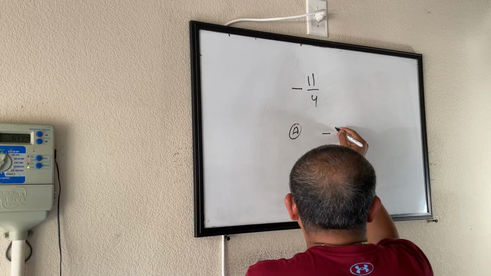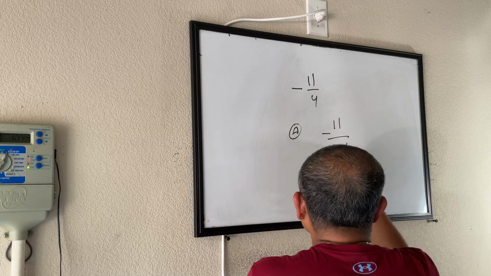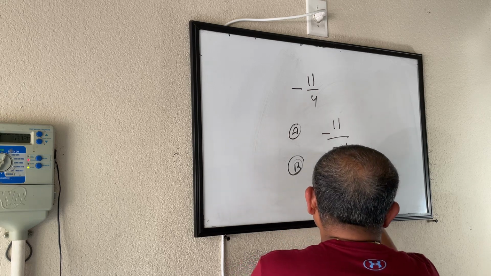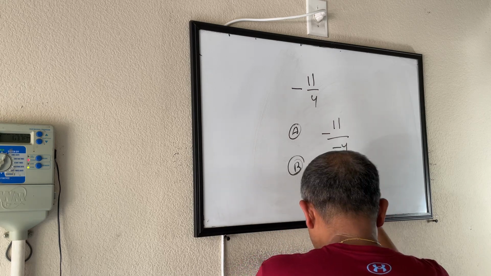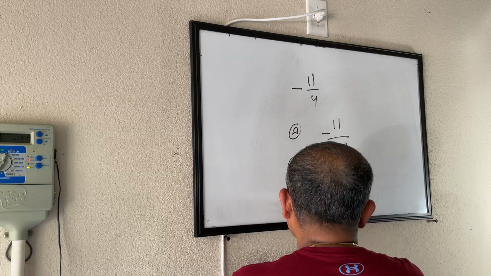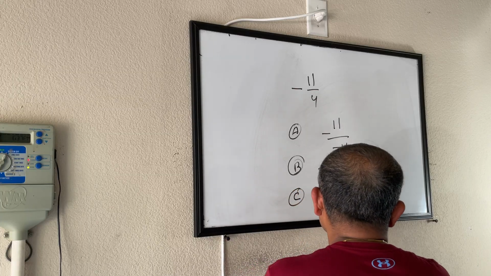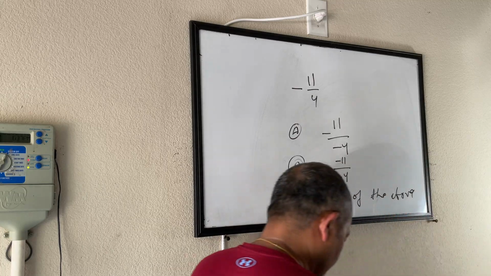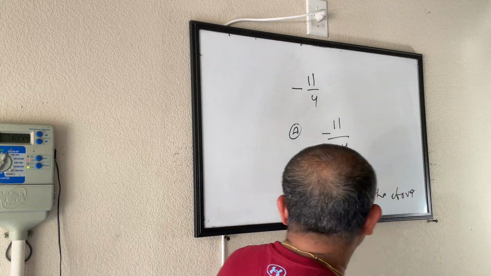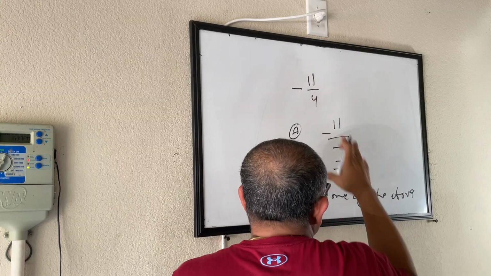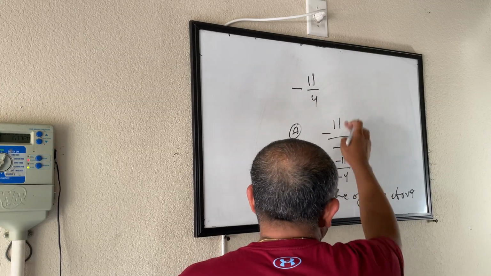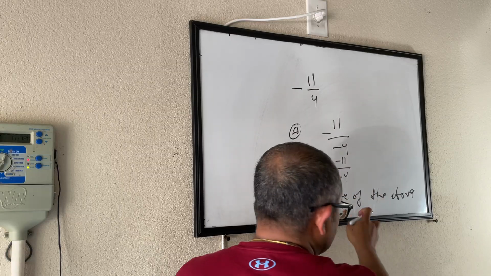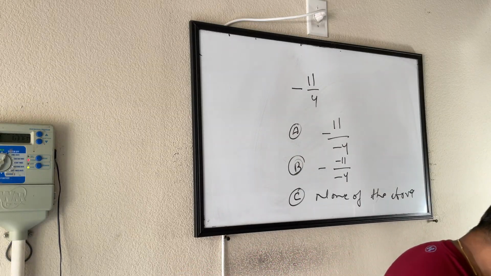Option A is minus 11 by minus 4. Option B is minus of minus 11 by minus 4. And option C is none of the above. So you have minus 11 by 4, and you are given one option, minus 11 by minus 4, the second, minus of minus 11 by minus 4, and third is this one. So tell me which one is your option, Arav?